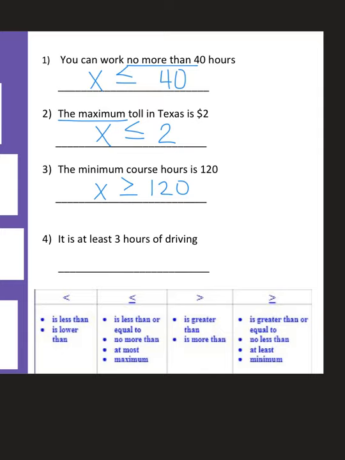And then the last one is at least 3 hours of driving. Okay, so X, the amount of driving, is at least 3 hours. So if we look here, that says at most, so at least is over here. So that would be also greater than or equal to. All right, so try your best. Let me know if you have questions. Again, I'll be more than happy to go through this with you.